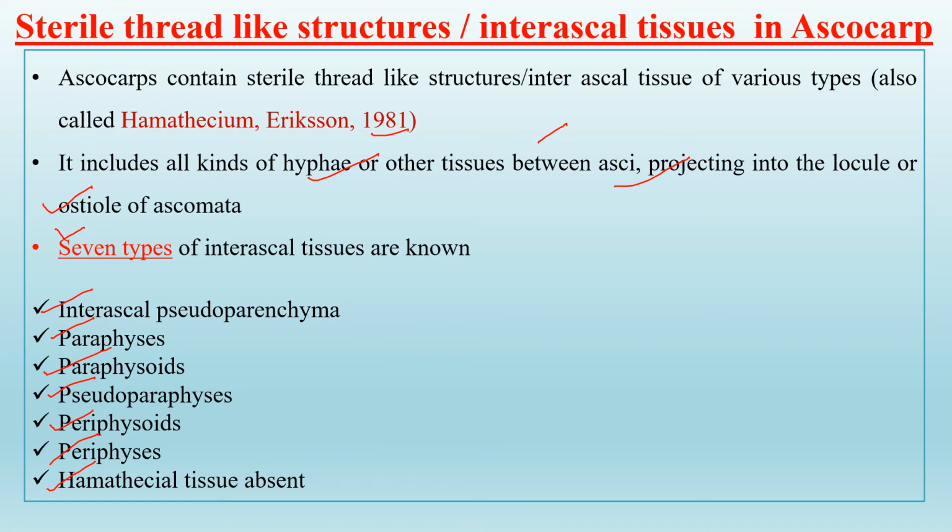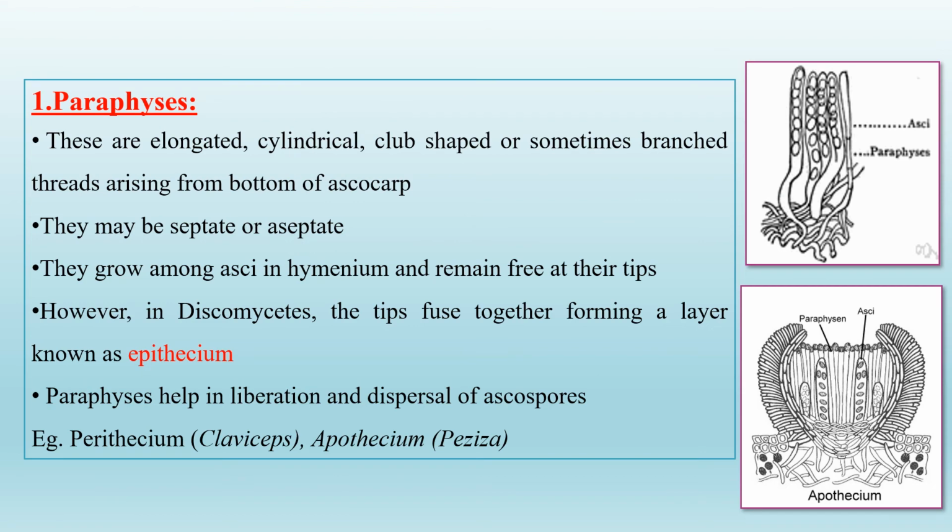Let us see each one by one. First one is the paraphysis. Paraphyses are elongated, cylindrical, club shaped, and sometimes branched threads arising from the bottom of the ascocarp. Here we can see in this picture, these are the paraphyses. Here you can see how they are arranged, how they are arising from the bottom of this fruiting body. So these are the paraphyses.